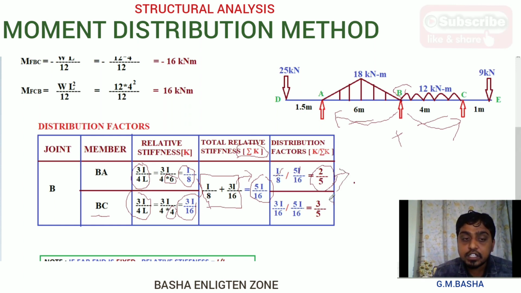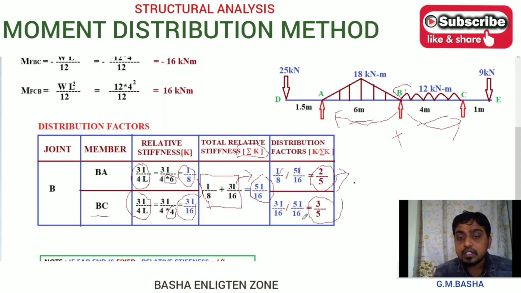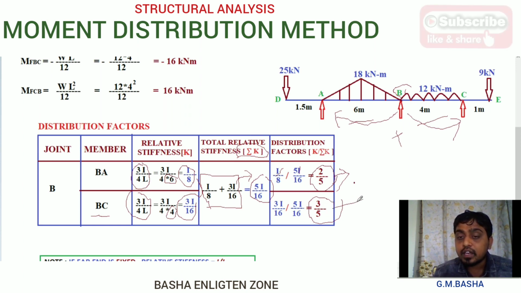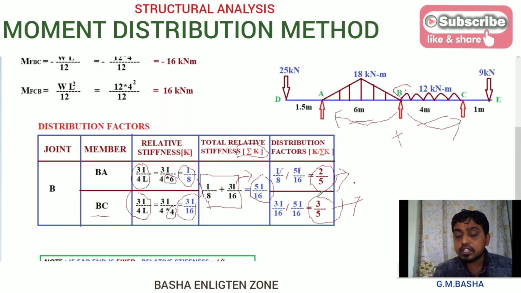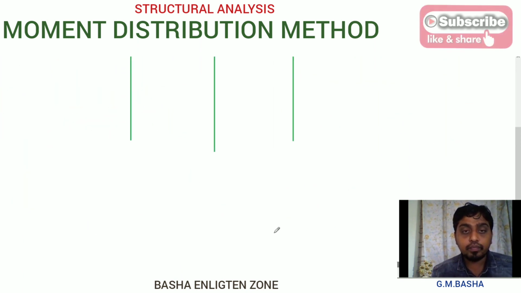Similarly, for the BC distribution factor, take the K value as 3I by 16 and the sigma K value as 5I by 16. So K by sigma K, if you simplify directly in the formula, you will get 3 by 5. So take down the distribution factors in the table. See here, I am showing that.